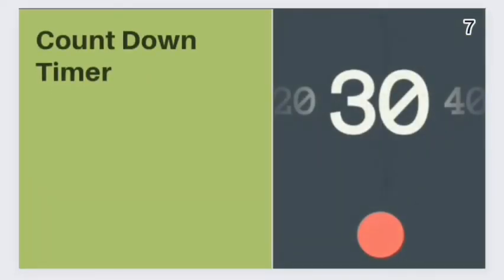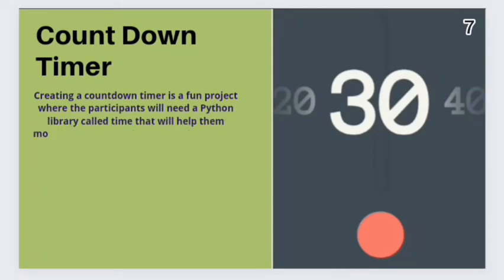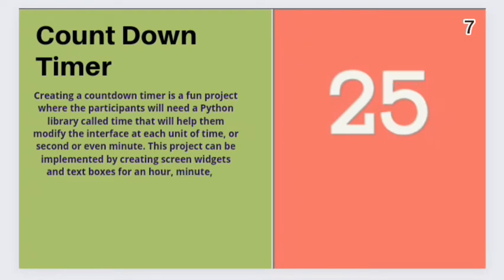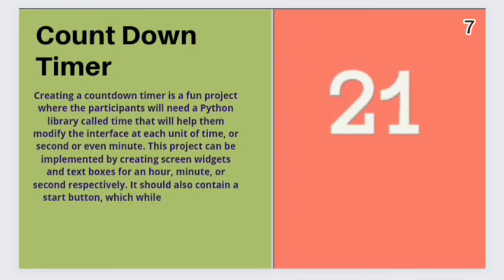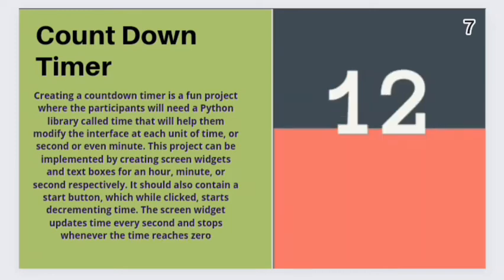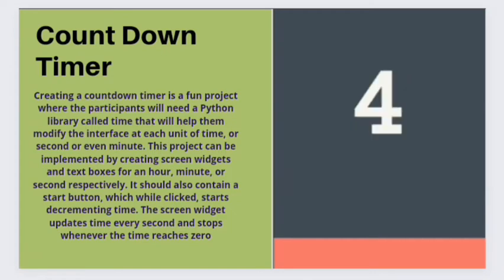Next is countdown timer. Creating a countdown timer is a fun project where the participant will need a Python library called time that will help them modify the interface at each unit of time, second or even minute. This project can be implemented by creating screen widgets and text boxes for hour, minute and second respectively.